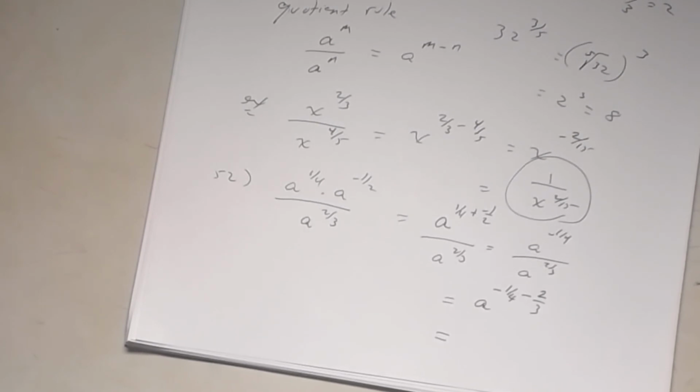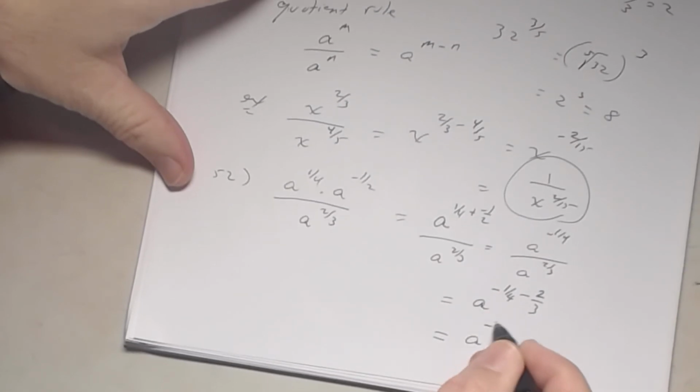Change that decimal to a fraction. Make sure you're using your calculator. Make sure you know how to do this. And so what fraction do you get? Negative 11/12. Did y'all get negative 11/12?